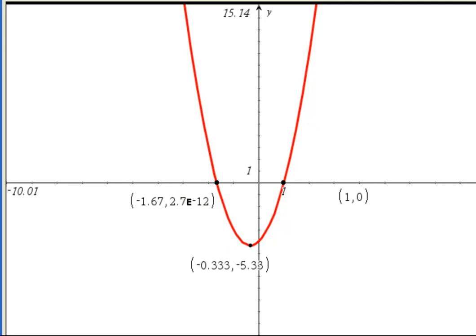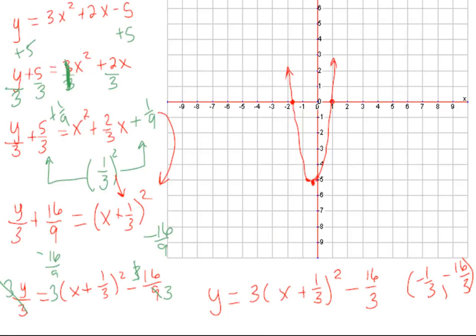So there we go. We graphed it correctly. It wasn't the easiest thing, but that's how you find the vertex form of a function when you need to complete the square and it's messy, and graph it.